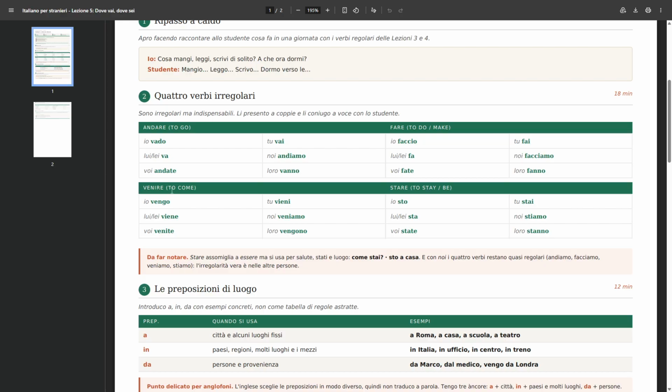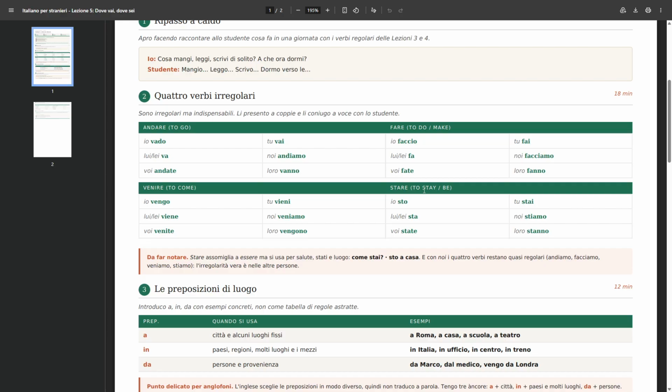Then we have venire, like I said, it means to come. Venire. Io vengo, I come. Tu vieni, you come. Lui, lei viene, he, she comes. Noi veniamo, we come. Voi venite, you, plural, come. Loro vengono, they come.